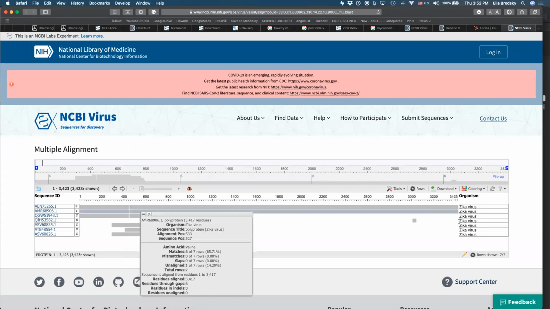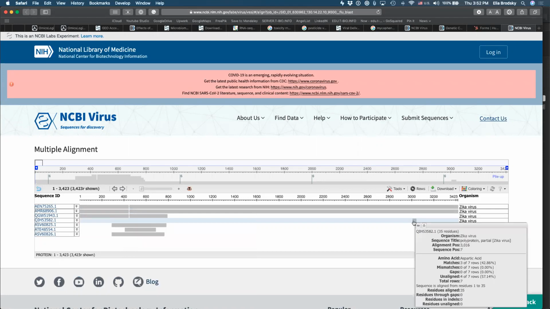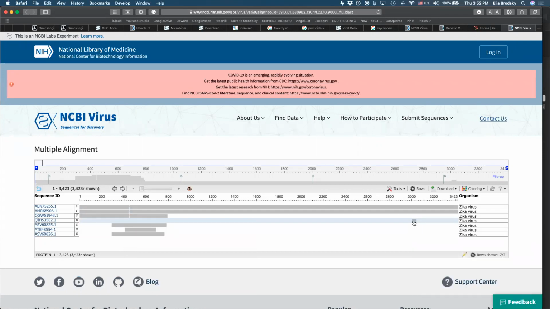Yeah, polyprotein. So these are different proteins. Were you going to focus on a specific protein or no? Now that you mention it, that would be better. Yes, I will look at a specific protein. Okay, but I think the idea of comparison makes sense.